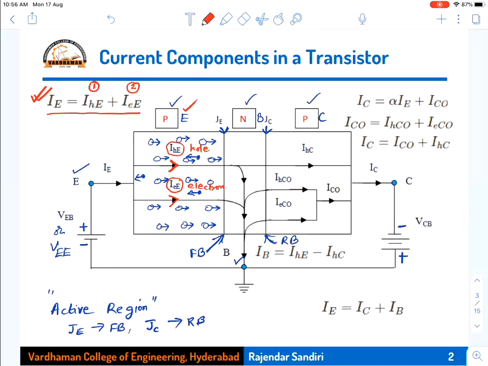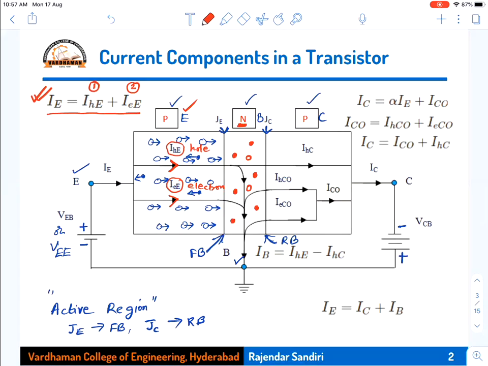Base is N type, which has electrons that are majority in number. Electrons are there like this. I am representing them with red dots, which are electrons because it is N type. Holes are very small in number, maybe I represent 2 here.